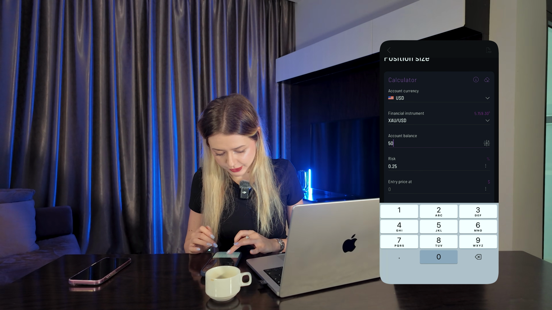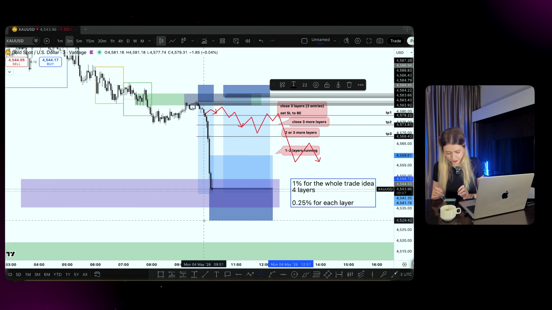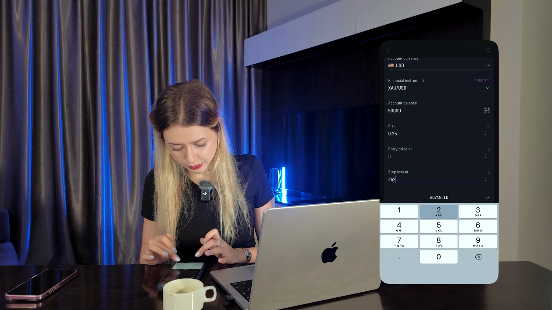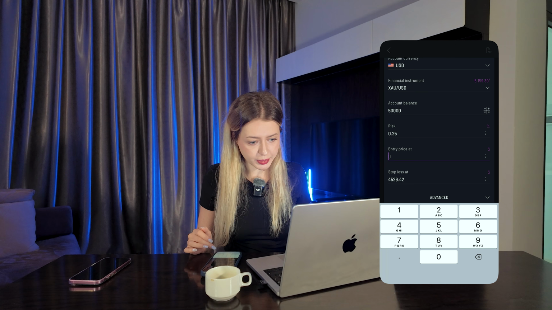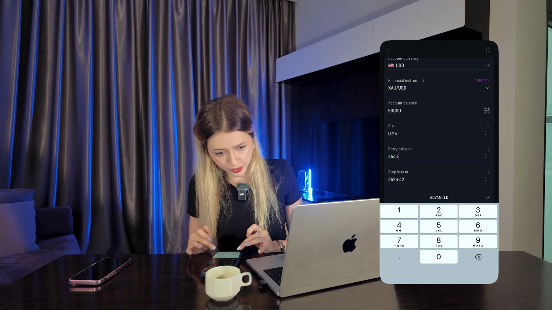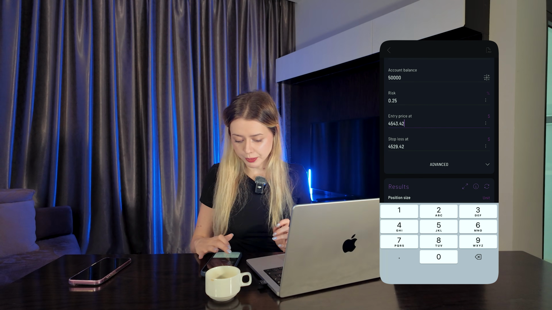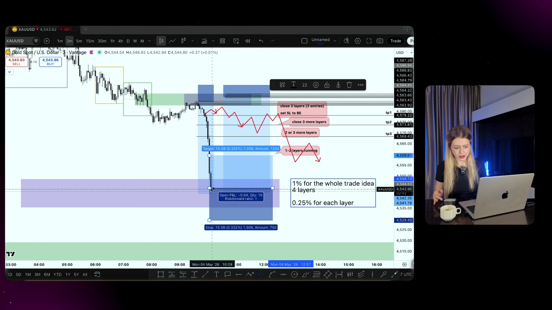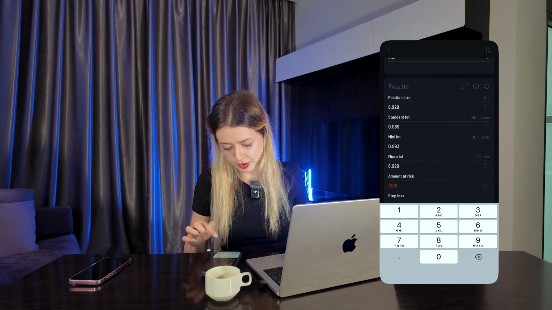Account balance is 50k, and when it comes to a stop loss, 4529.42, entry price somewhere around 4,543.42. This is going to be approximate, but of course you can use the function of pips as well in order to calculate it. So the standard lot is around 0.08.